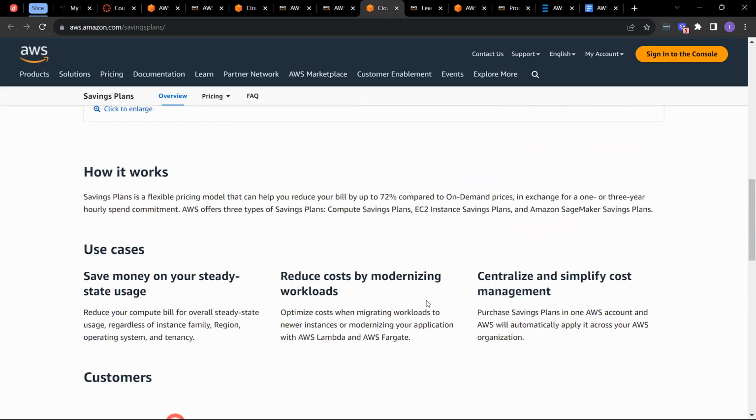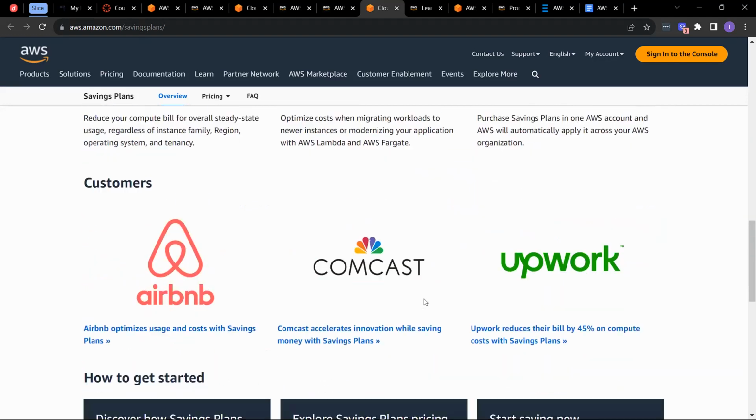Okay, so you're saying, Jason, per what you're saying, the reserved instance can be for any other instance apart from EC2. Yes, I think yes, that's what I'm trying to say.